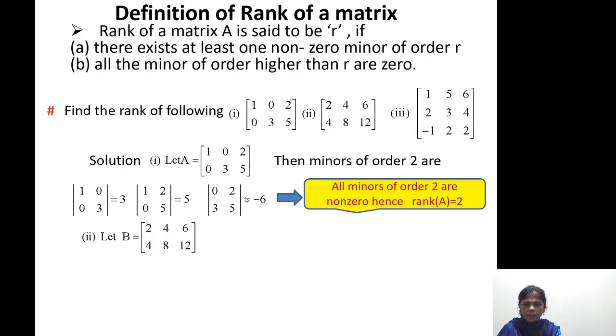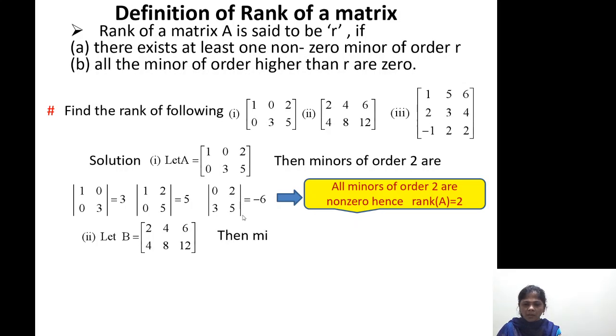Let us take another one. This is again a non-square matrix. So the highest order of the minor must be the minimum of the number of rows and columns. Here the number of rows and columns are 2 and 3 respectively. The minimum of that is 2. Hence, the highest order minor must be 2. Let us find the minor of order 2.